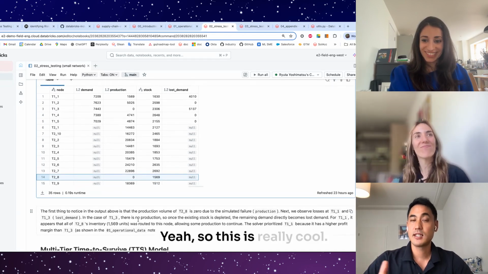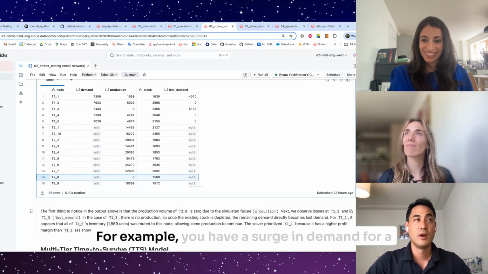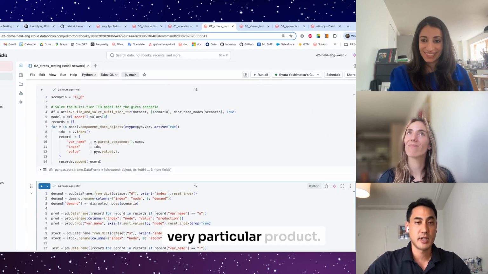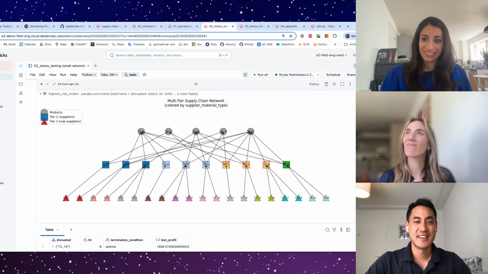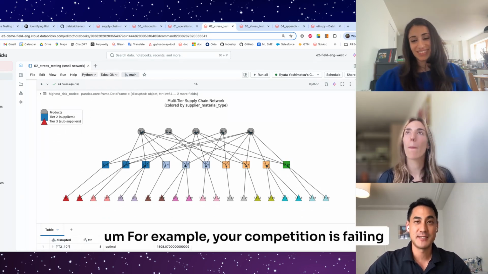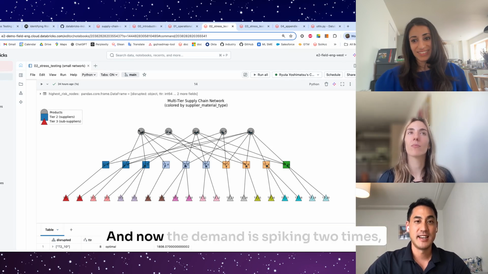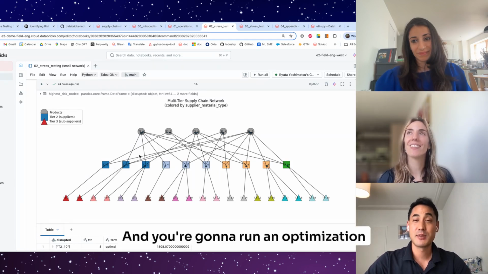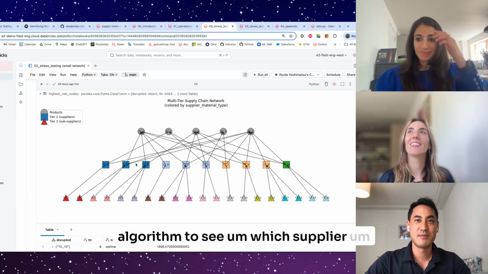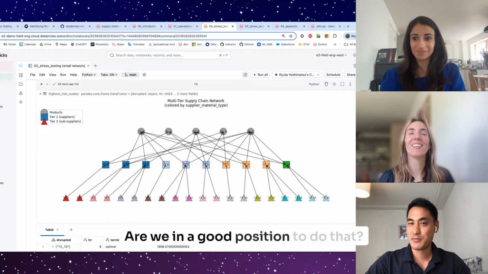Yeah, so this is really cool. You can also run the simulation in all sorts of scenarios. For example, you have a surge in demand for a very particular product. Surge in demand is also a disruptive scenario. For example, your competition is failing to deliver a competitive product, and now the demand is spiking two or three times the standard level. And you're going to run an optimization algorithm to see which supplier production sites ramp up to meet this demand. Are we in a good position to do that?